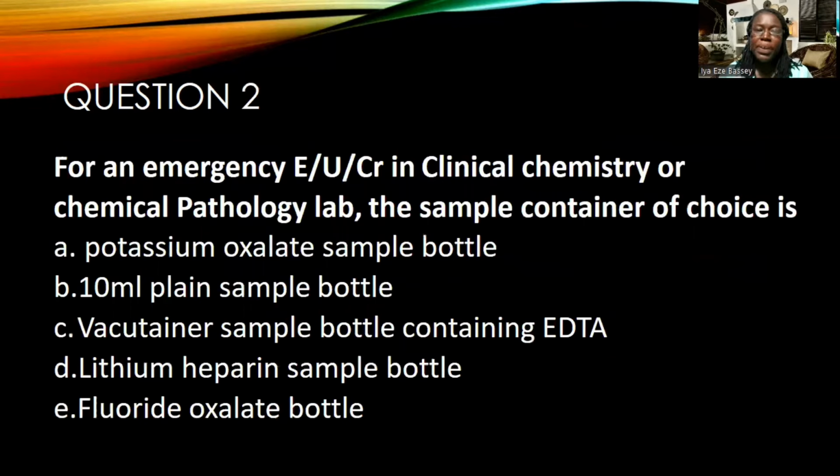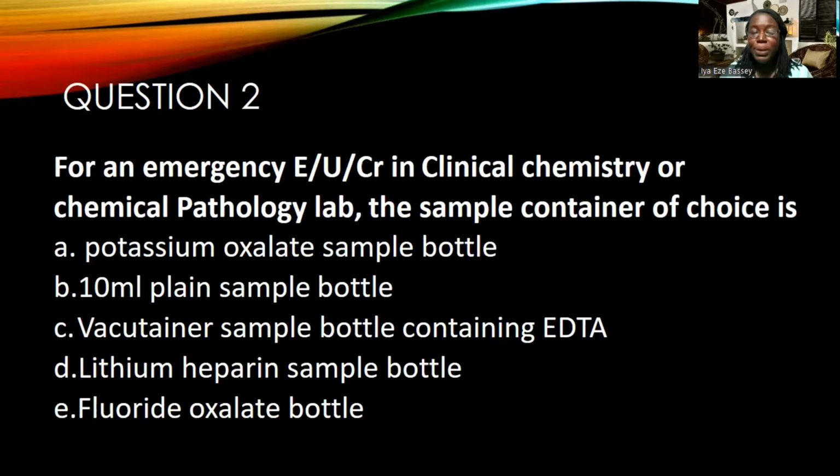So if you have an emergency and you need to do EUC quite fast, what sample container of choice would you use? A, potassium oxalate sample bottle. B, 10 ml plain sample bottle. C, Vacutainer sample bottle containing EDTA. D, lithium heparin sample bottle. E, fluoride oxalate bottle.